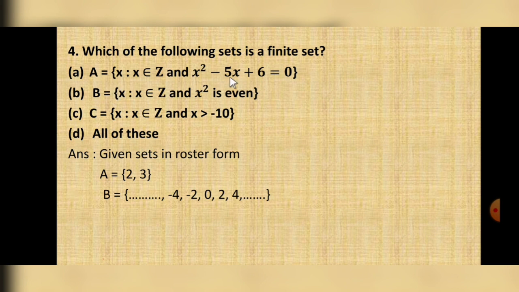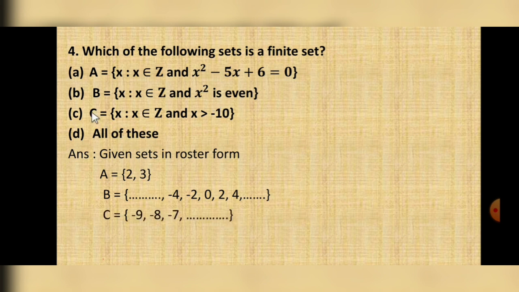But if you want to verify all these options, we can write set B equal to x such that x belongs to Z, the set of integers, and here x squared should be an even number. So write down the values of x: those values should be integers and if you take the square of that number, it should be even. Then the numbers are 0, plus 2, plus 4 as well as minus 2, minus 4, minus 6 and so on. These are the integers whose square is an even number.